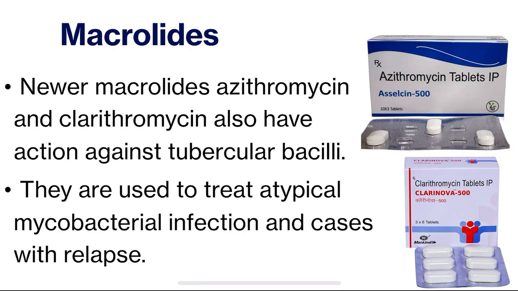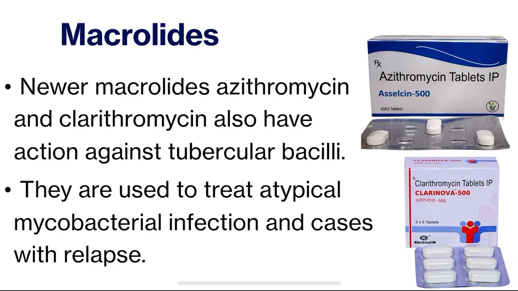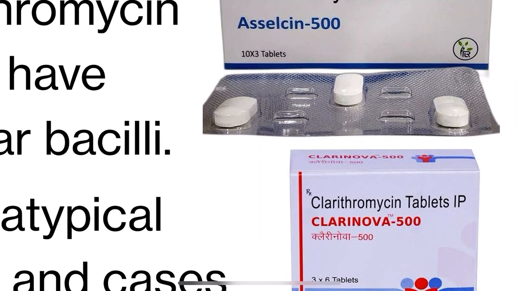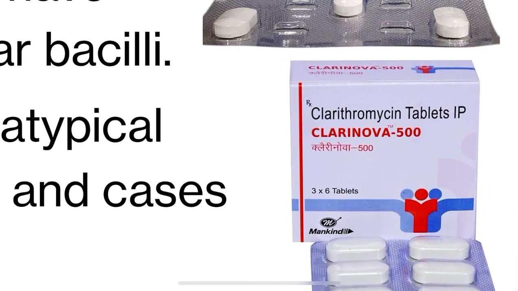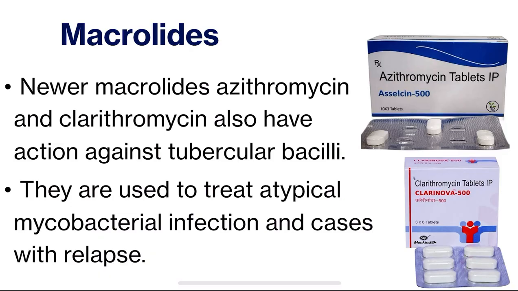Then we have macrolides. Newer macrolides, azithromycin and clarithromycin, also have an action against the tubercular bacilli. They are used to treat atypical mycobacterial infection and those cases with relapse. Then we move further to bedaquiline. Should we revise it? Macrolides. What are macrolides? They are azithromycin tablets, clarithromycin tablets. They have been shown to have action upon the tubercular bacilli.